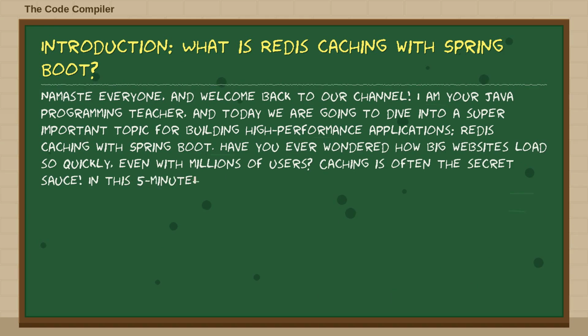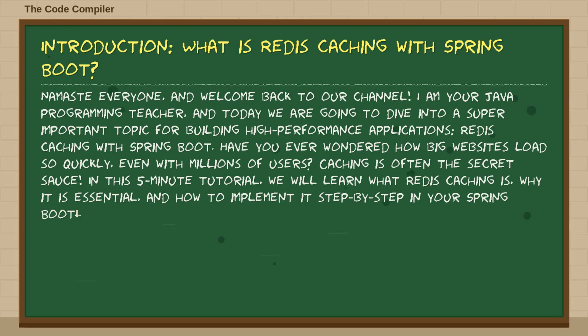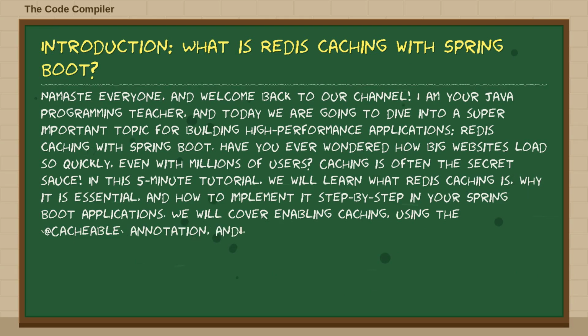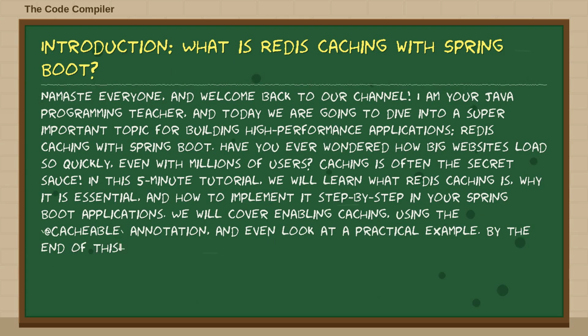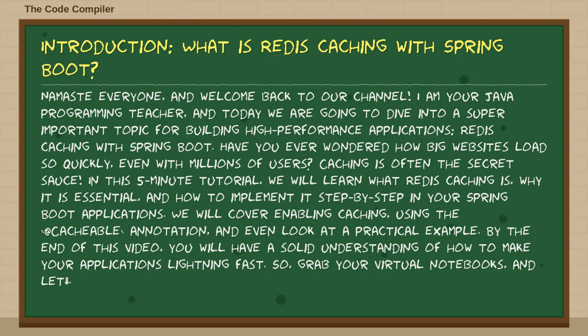In this 5-minute tutorial, we will learn what Redis caching is, why it is essential, and how to implement it step by step in your Spring Boot applications. We will cover enabling caching, using the @Cacheable annotation, and even look at a practical example. By the end of this video, you will have a solid understanding of how to make your applications lightning fast. So, grab your virtual notebooks and let us begin this exciting journey.